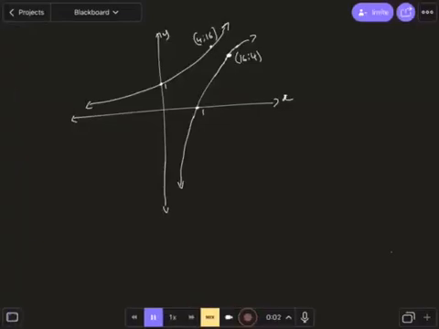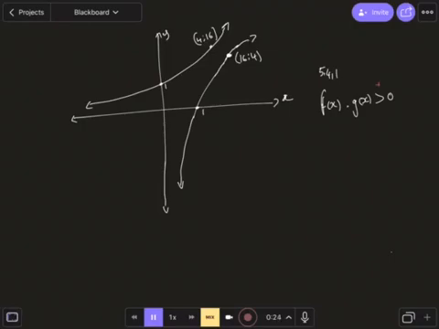So this is how we answer question 5.4.1. So we are given f of x times g of x greater than 0. So to be greater than 0 in maths means to be positive.